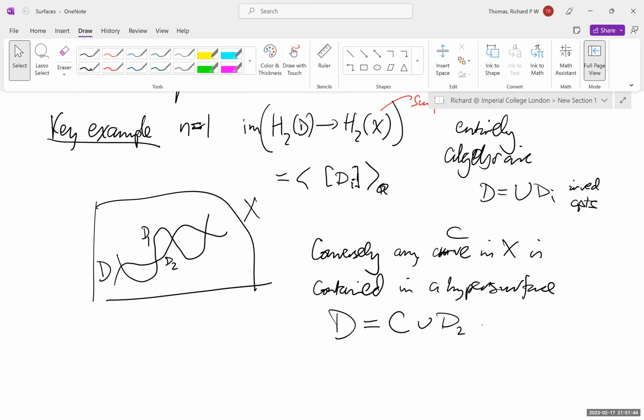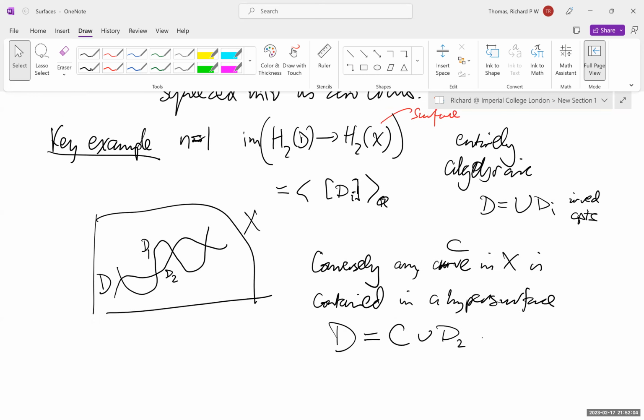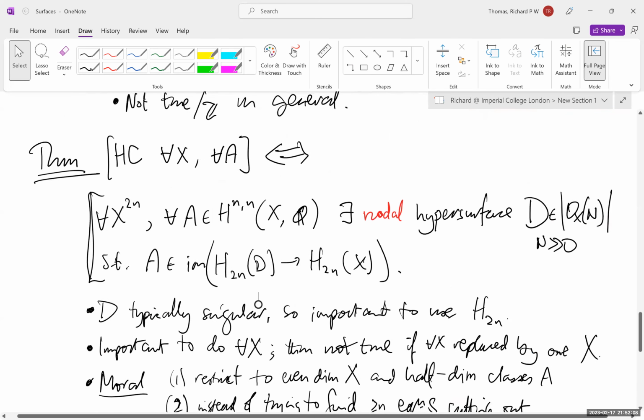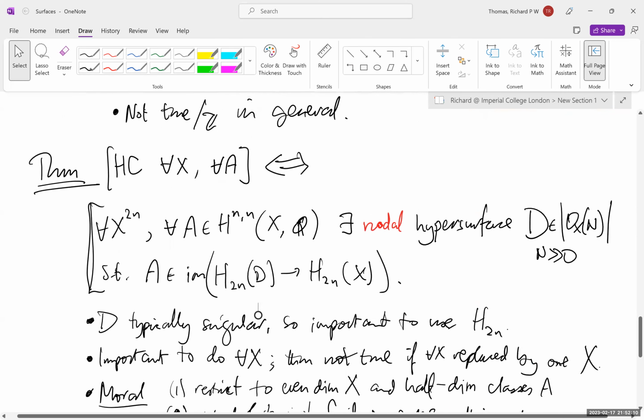But the statement is that you can always force them to contain any algebraic or Hodge class. These divisors contain any middle dimensional algebraic homology, and the Hodge conjecture is equivalent to them containing any Hodge cycle. So maybe I'll just go up here to the statement of the theorem. Does everyone understand the statement of the theorem? Are there any questions about it?